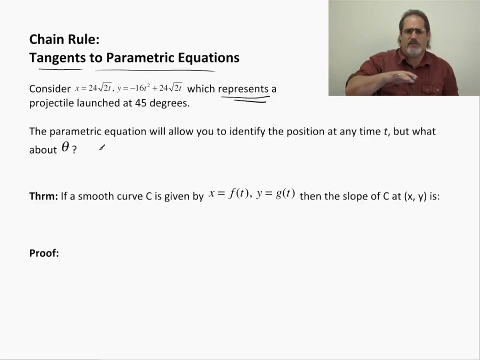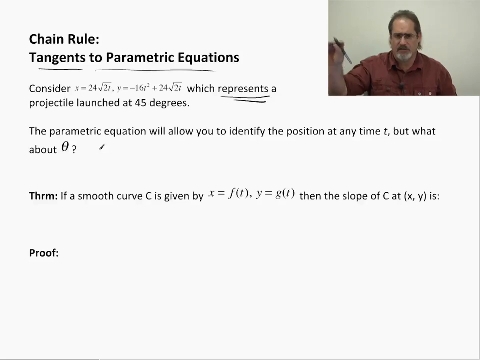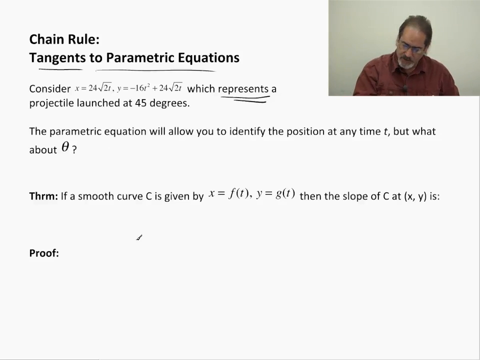Now the parametric equation will tell us where it is, the location of this projectile as it's been launched, at any time t, but will it tell us about theta, the angle? In other words, the tangent to the curve or the path that it's following.